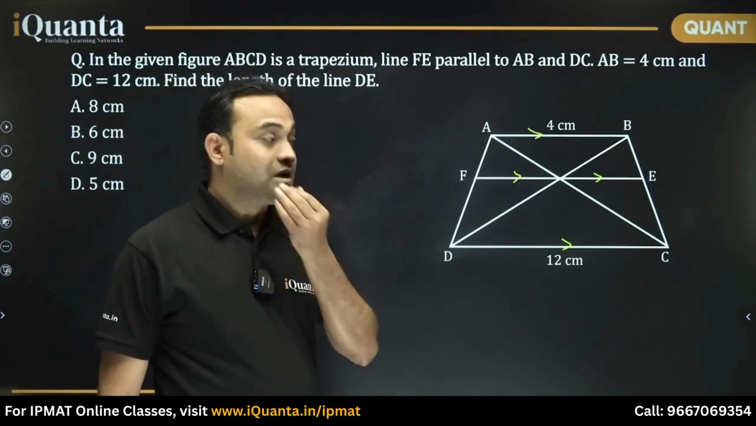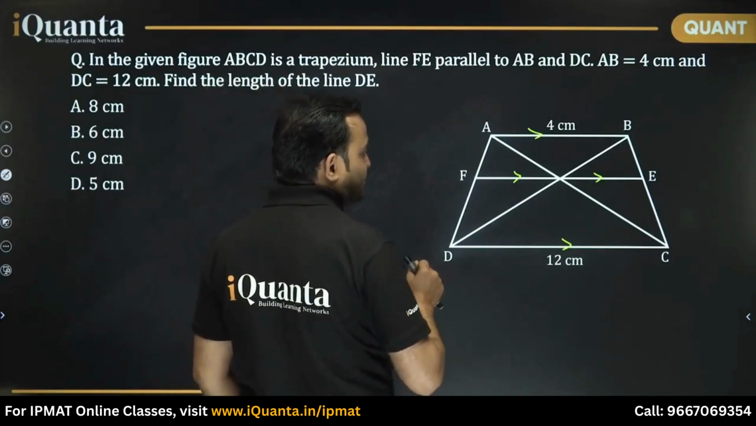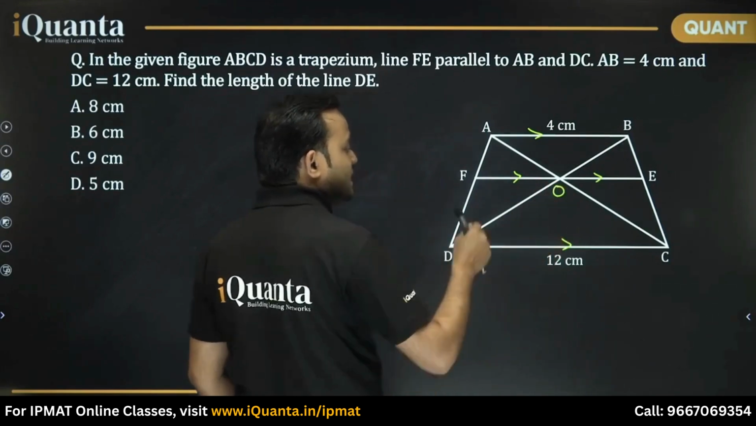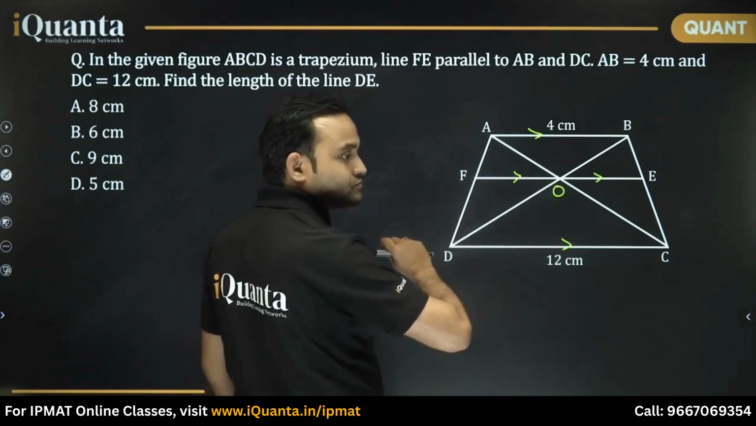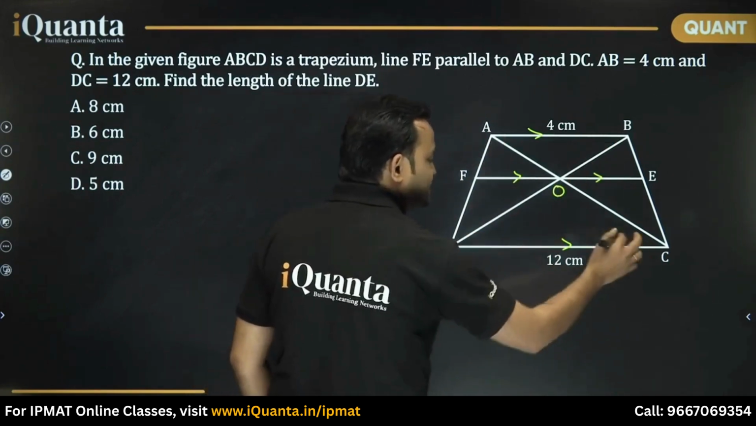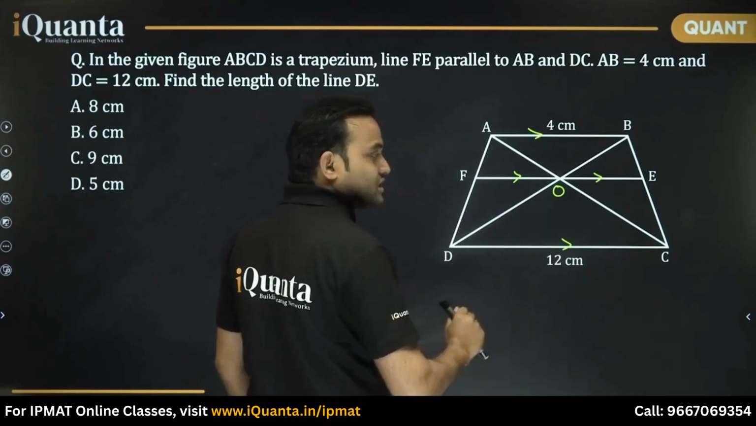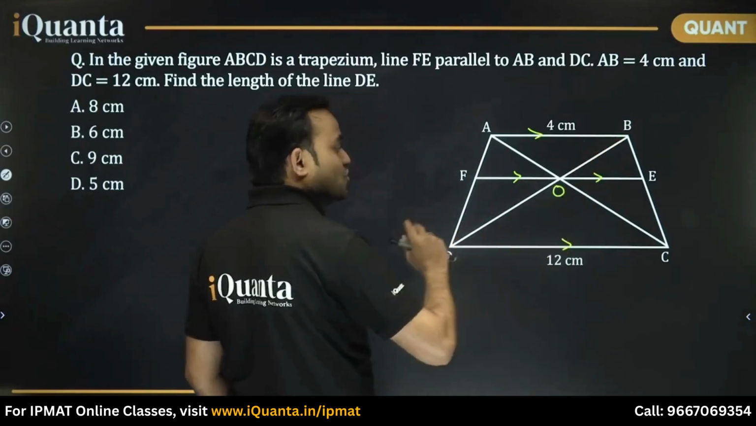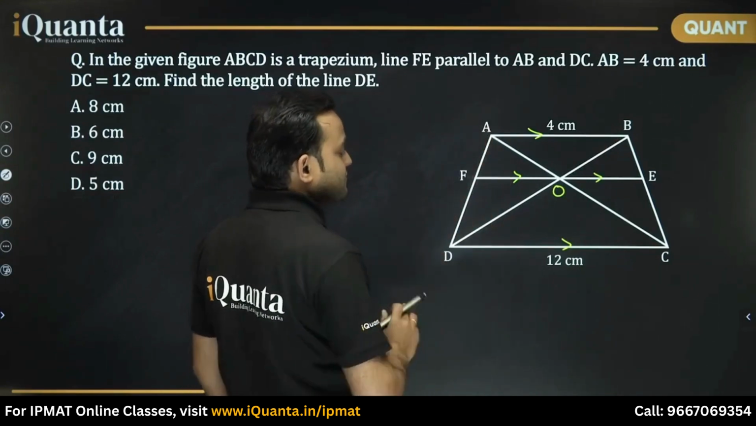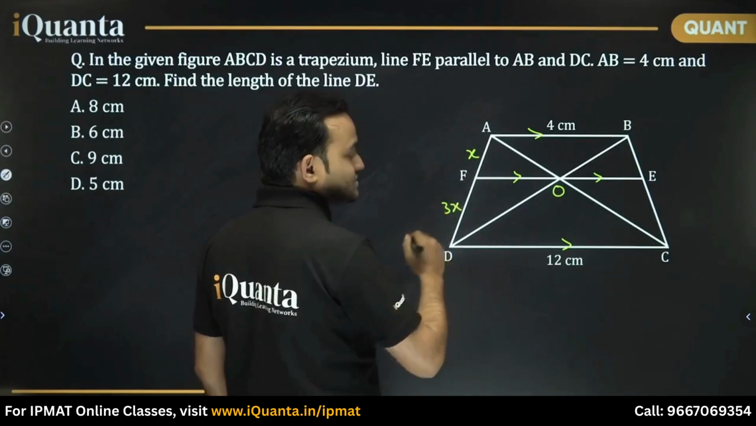Now can we say that in triangle DAB, let's say this point is O, AB is parallel to FO. What is the side ratio? So AB is to DC is 1:3, right? AB is to DC is 1:3. So OB is to OD will also be 1:3. Similarly, AF is to FD will also be 1:3. So if this is X, this is 3X.